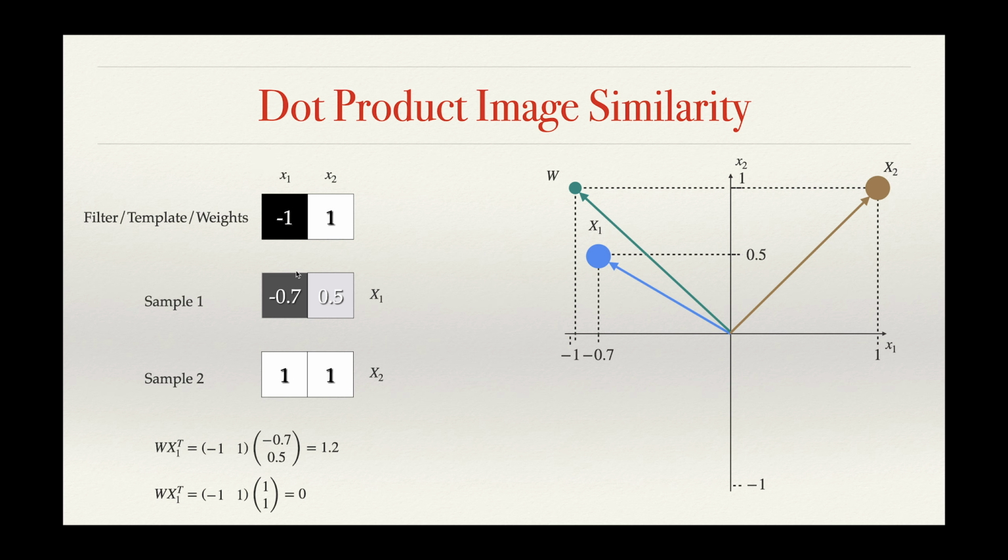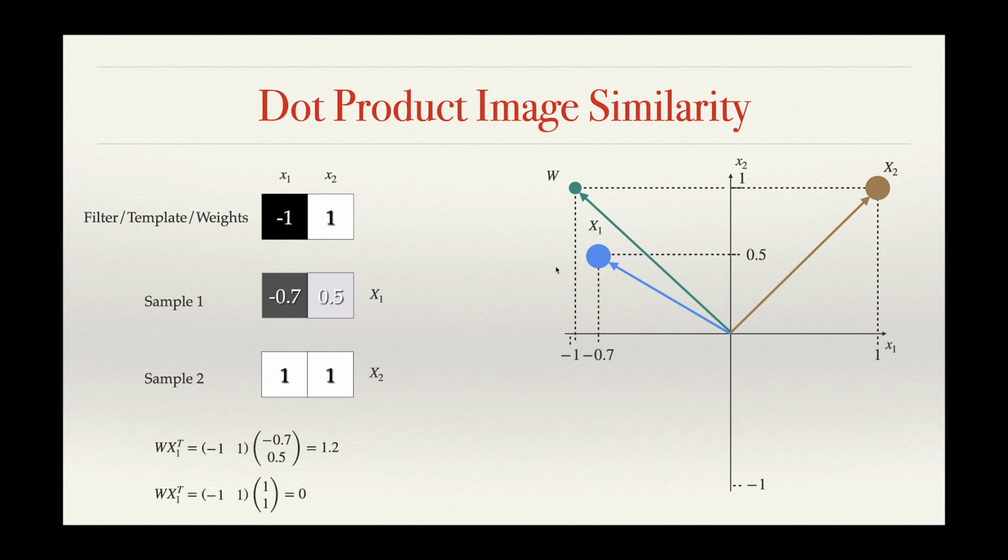So this is our template, and we have here two samples of possible signal values. The first one, sample 1, has values of -0.7, which means it's dark but not as dark as black, and 0.5, which means it's quite bright, but not as bright as white. And here we have sample 2, which is equal to 1, 1, which is white. Now we want to compare these. Actually, we want to do similarity using the dot product between the template and sample 1, and the template and sample 2.